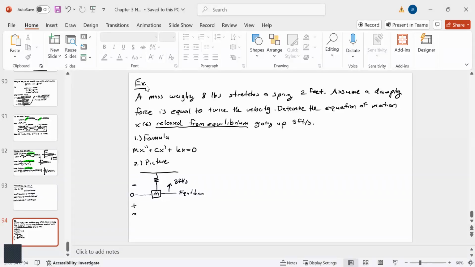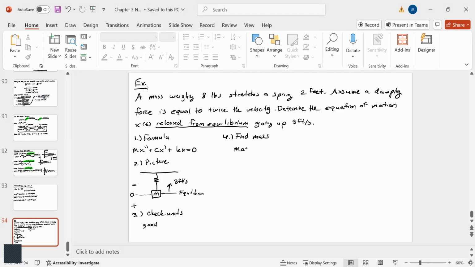Okay. Step 3, find mass. Actually, no, sorry. Check units. So we got pounds, we got feet. All right, we're good. Step 4, find mass. Can you combine find mass, find c, find k all into one step? Absolutely. And I would recommend you do that. But just for this example, let's just do it one by one.